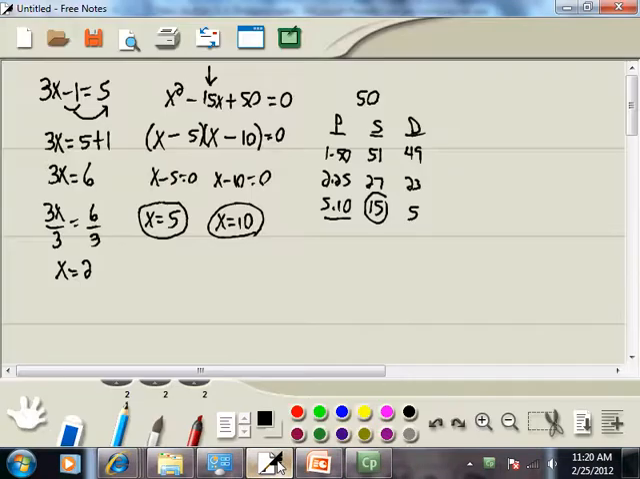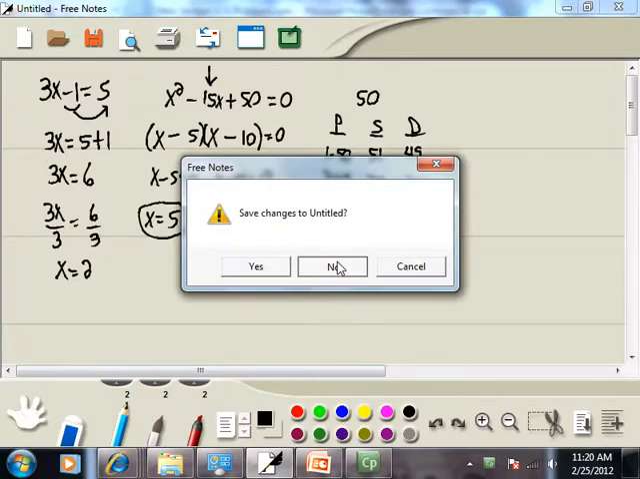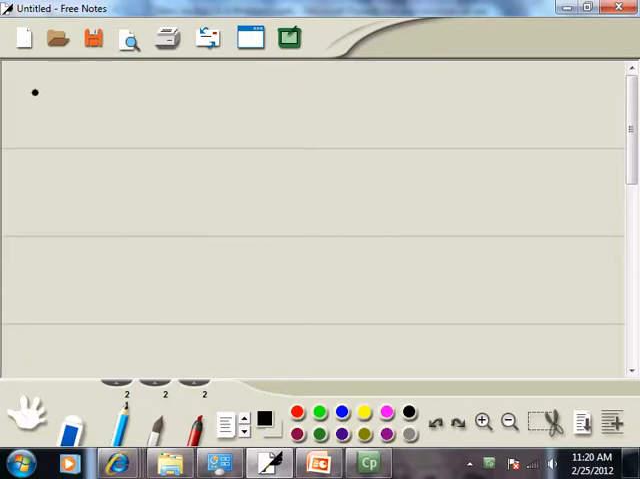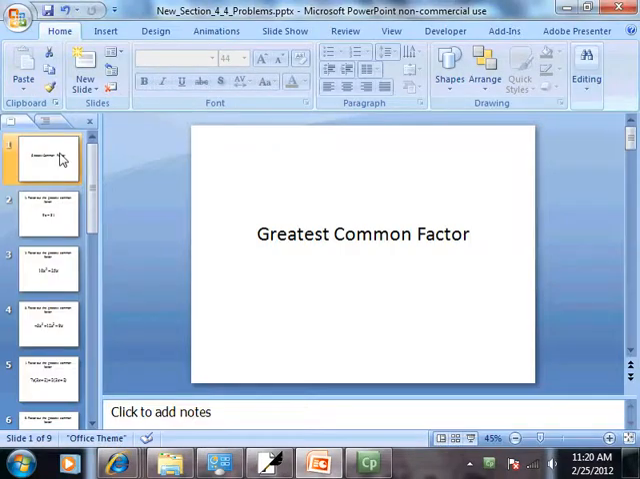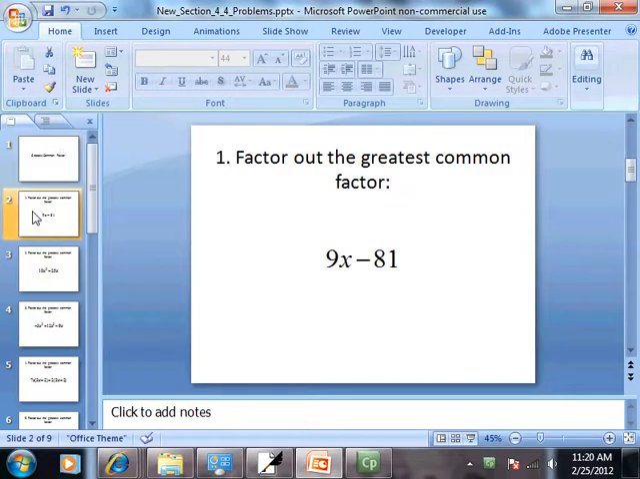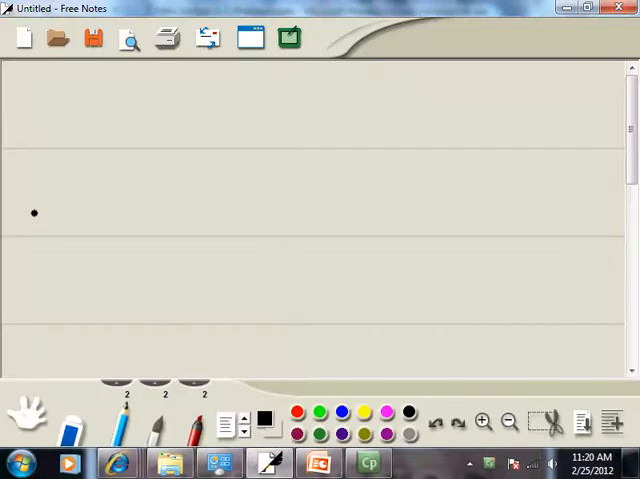Get back to this. I'll clear that off. There we go. Okay. So our first problem we're going to take a look at is 9x minus 81. See if I can get my pen to work. There it goes.